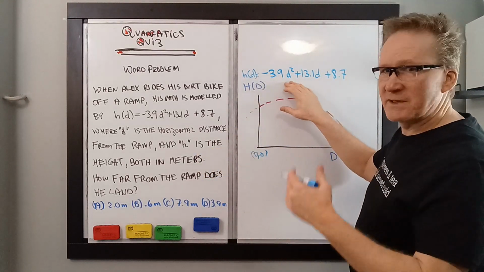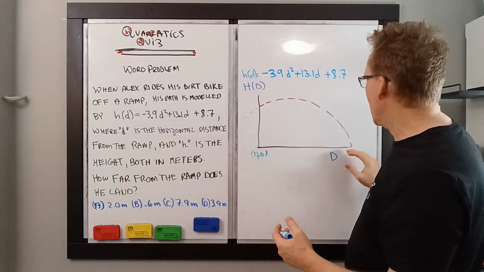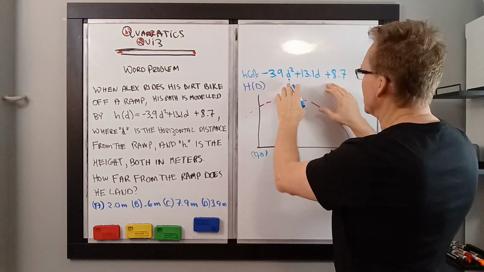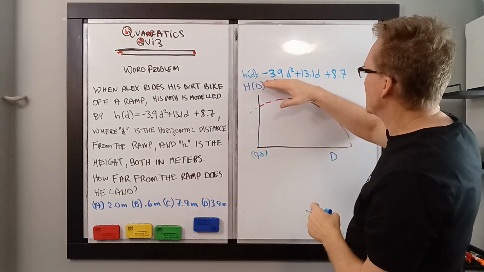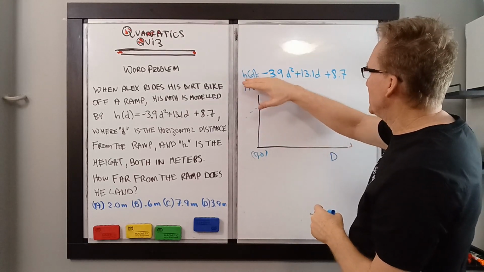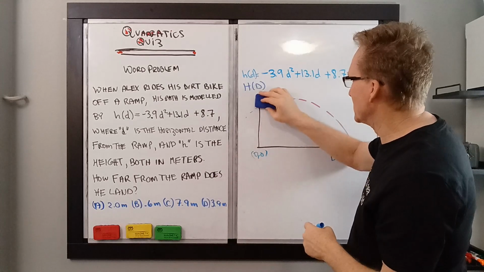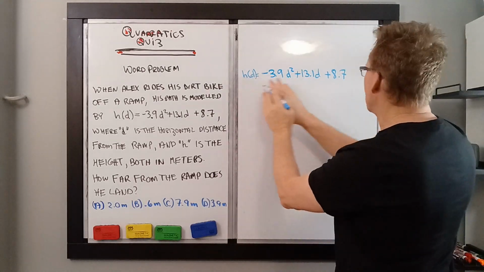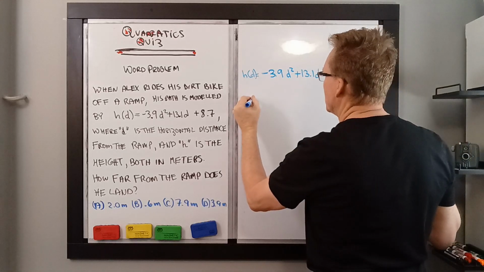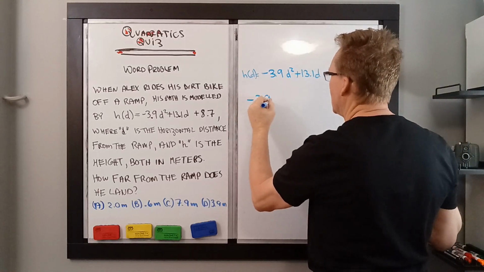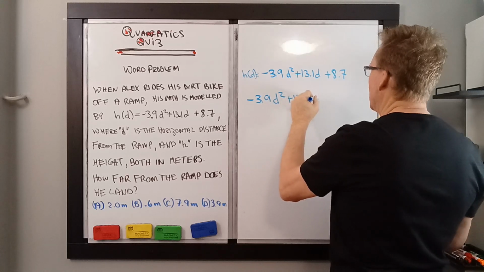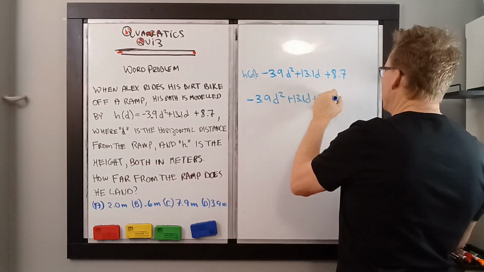How do we do this? Well, just like any of these problems, you would say, when h is equal to 0, which is the ground, we want to know what d is. So we would just take this and solve for when h is equal to 0. I can erase this. I don't need this sketch right now. And see if we can solve this for d. So we would just take this whole thing, set it equal to 0. Let's just do that. Minus 3.9 d squared plus 13.1 d plus 8.7 is equal to 0.